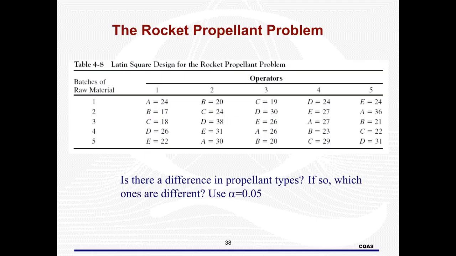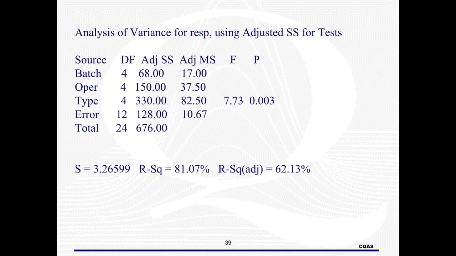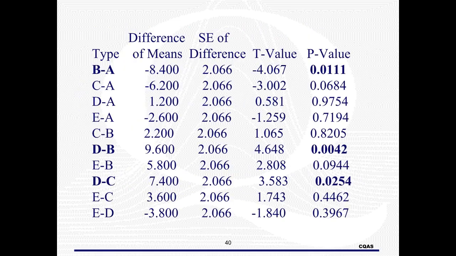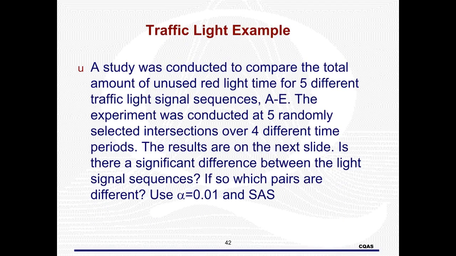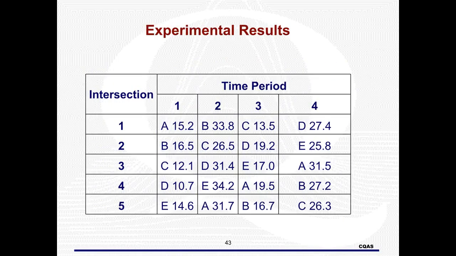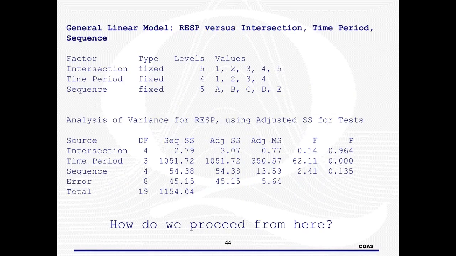Now we analyze the rocket propellant data. The key question is whether propellant types differ. The ANOVA shows that treatment type is significant. From pairwise comparisons, we identify which treatments differ from each other. The main differences are between BA, DB, and DC. Now another example, traffic light sequences with two blocking factors. Here's the data layout across intersections and time periods. The ANOVA shows that sequence is not significant, but time period is.